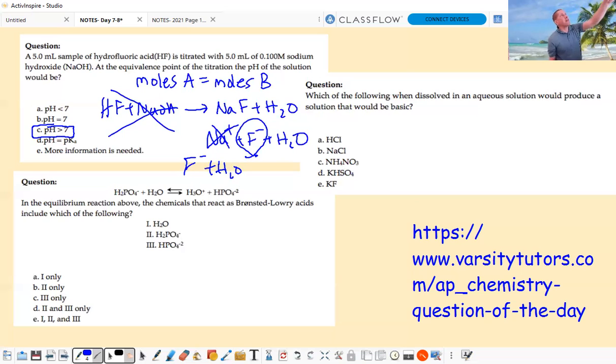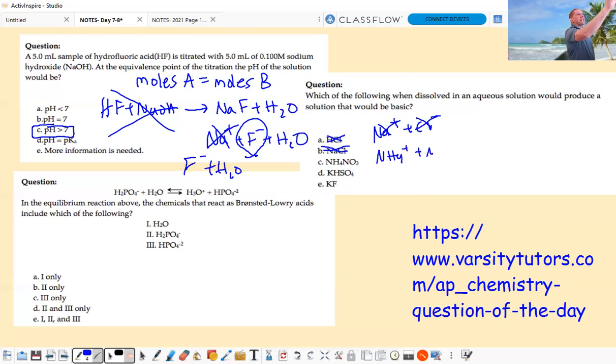All right, so which of the following, when dissolved in an aqueous solution, would produce a solution that is basic? Well, that's an acid. Salt, salt, salt, and salt. Na+ and Cl- are both from strong NaOH and HCl, so that's neutral. We're looking for one that's basic.